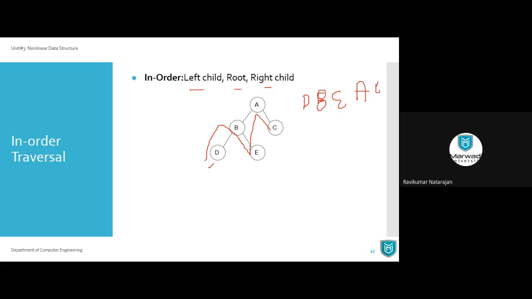So first you have to visit the left child, right? So that's perfectly right. You just consider the whole tree. Don't just say that B is on the left, because after B there is also D. So you have to start from that leaf. If you have only 3 nodes, it is very easy to make the answer, right? But what if it is a lengthy tree? Then you have to apply this concept.